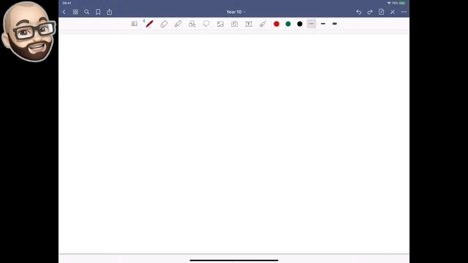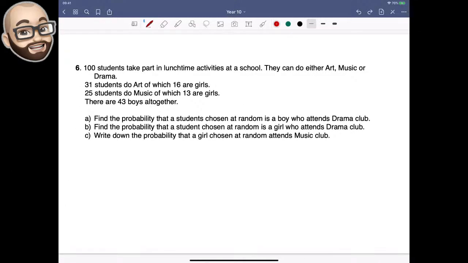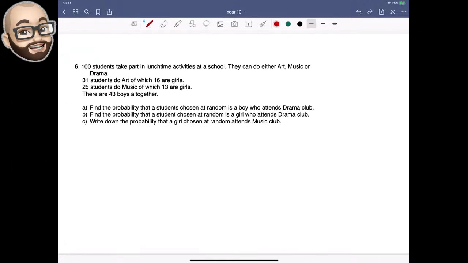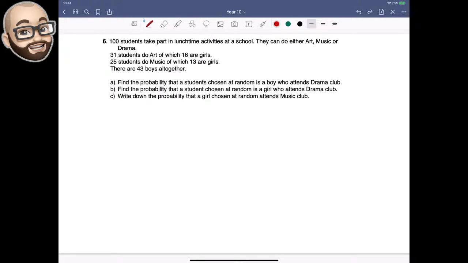On your higher paper, though, what I would suspect is that you get a question that looks a bit more like this one. There is no two-way table already drawn. They would expect you to be able to look at that question and know that this is a two-way table question without having to write the phrase two-way table anywhere in the actual question. So it says 100 students are taking part in a lunchtime activity. They can either do art, music, or drama. Then it starts breaking it down into little parts, and then there are questions based on your final answer.